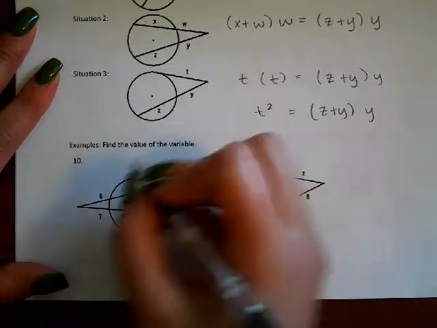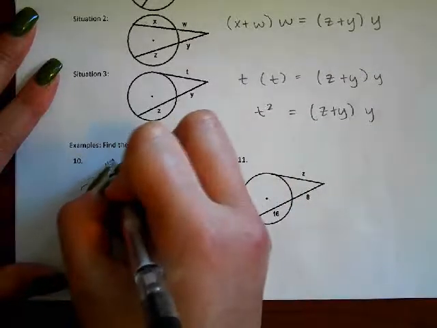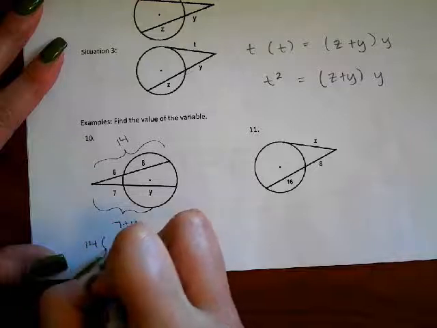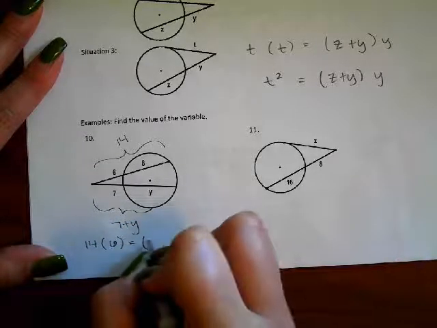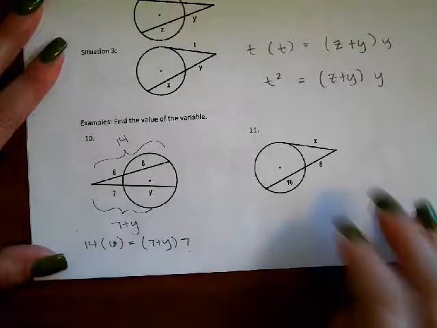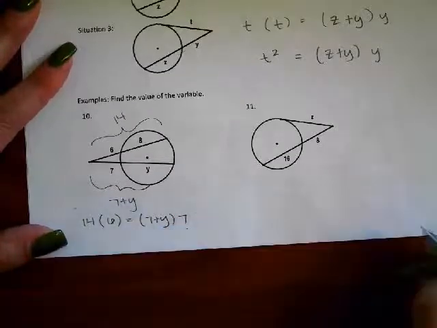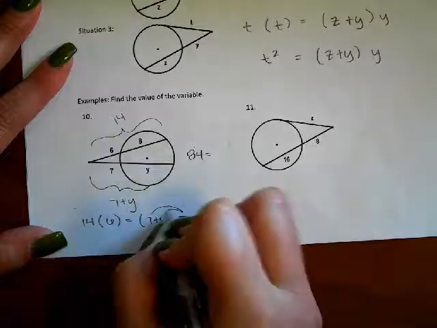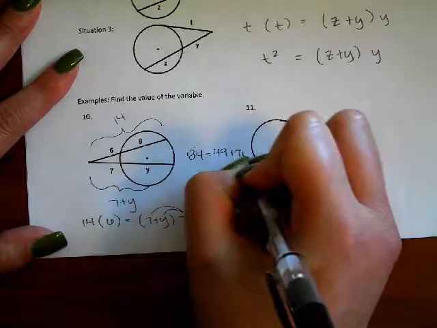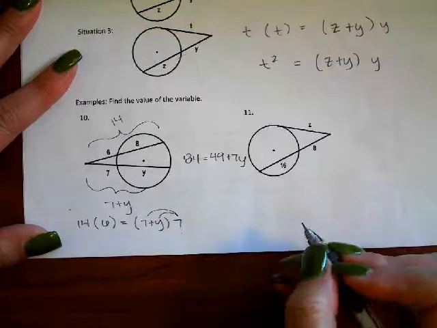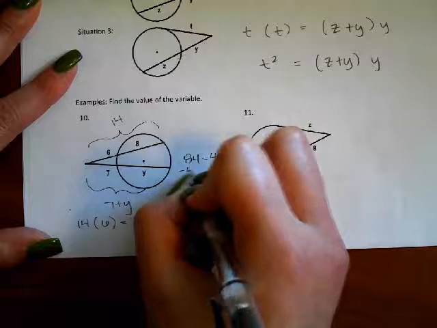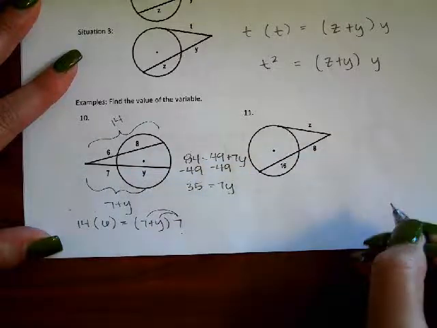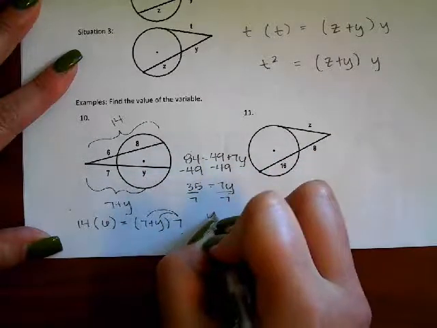So we've got the whole length here is 14. The whole length here is 7 plus y. The whole length 14 is multiplied by the outside, which is 6. The whole length, 7 plus y, is multiplied by the outside, which is 7. All right, so 14 times 6 is 84. 84 equals 49 plus 7y. We can subtract the 49 over to the other side. 84 minus 49 is 35. We'll divide each side by 7, and then y equals 5.